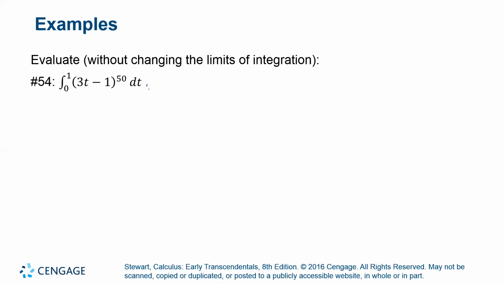All right. So what is my u here? Well, that's the inside function. So that is 3t minus 1. So let's differentiate u. We get 3 dt. But here we don't have 3 outside there. We only have dt. So for dt, divide both sides by 3. Okay, so then dt is equal to du over 3.